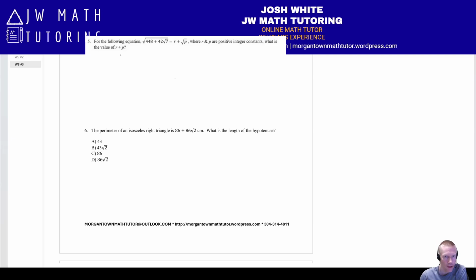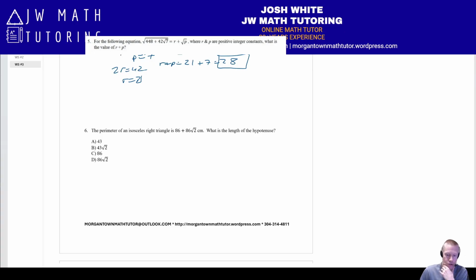What is, okay. So first thing, I will just tell you the shortcut approach to this is basically it's going to work out as follows. The number under the radical is the p. So in this case, p is 7. And this number in front of the radical term here is equal to 2r. So r is just 21. So r plus p is 21 plus 7, which is 28. And that's your correct answer. It always works out like that, just because of the way this problem is set up.